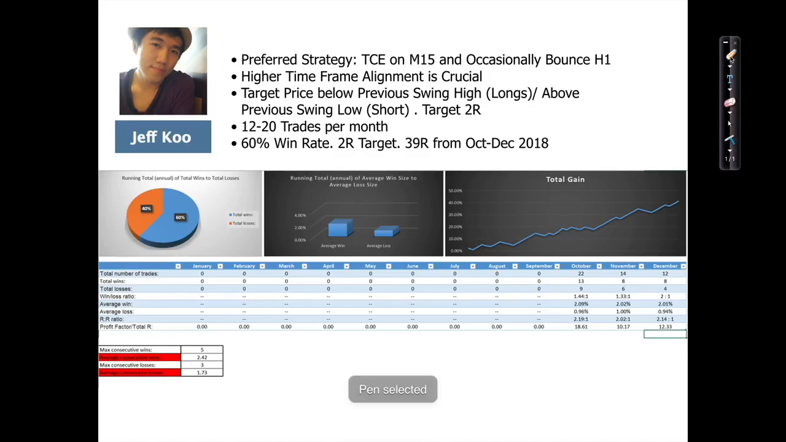This is a summary of Jeff's style. His preferred strategy is he focuses mainly on TCE. In fact, 90% of his trades are TCE, and he focuses on M15. Why? Well, he just likes it, right? And occasionally he will trade a bounce on the H1 time frame. To him, higher time frame alignment is critical, which I mentioned.